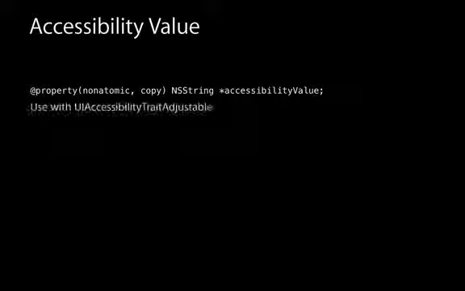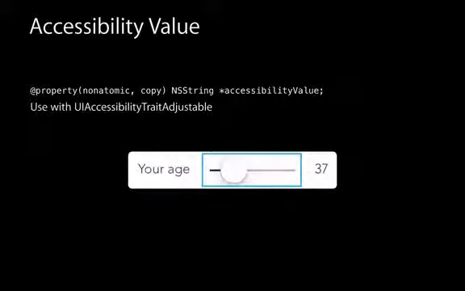Next, let's talk about accessibility value. Accessibility value is a string on properties, so in that way it's similar to accessibility label, except you use accessibility value for things that are dynamic. For example, you use this on views that have the adjustable trait to describe the numerical value. Right now in our app, the age slider has an accessibility value of 19%. So that's a case where we can override accessibility value to return the age instead.